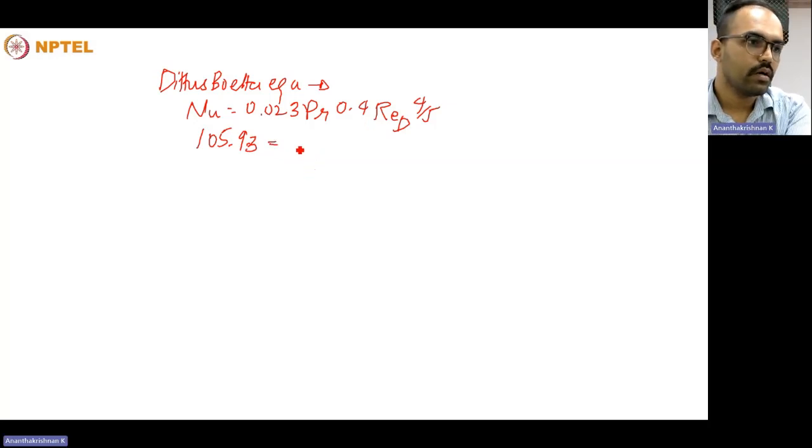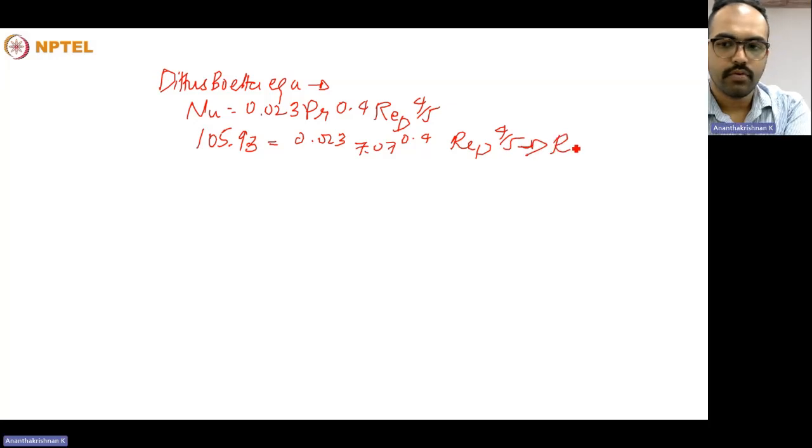So 105.93 equals 0.023, the Prandtl number is 7.0 raised to 0.4, and the Reynolds number raised to 4/5. Therefore, finding the value of the Reynolds number from this equation, the Reynolds number will be equal to 14,270.